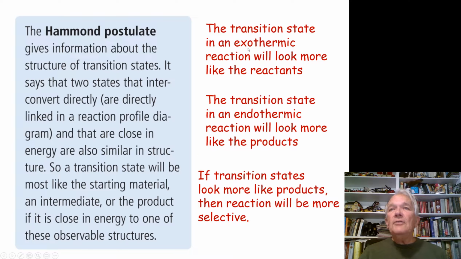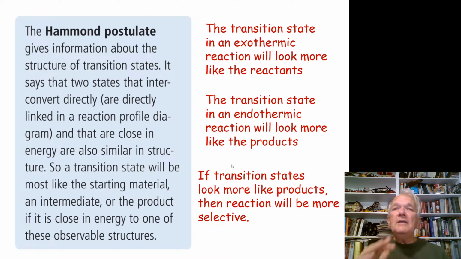So in an exothermic reaction, this means you're going downhill. That means the top of the hill will look more like reactants. If it's endothermic, it'll look more like products, because now it's going up the hill, and so the products are the top one up there. If the transition state looks more like products, then it's more selective, because the products have a different structure. The transition states will have a significantly different structure. Now, this is the ideal case, and this halogenation is probably the best case of the Hammond postulate that you run into in simple chemistry.